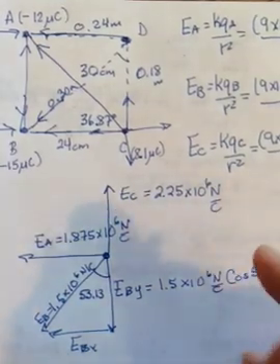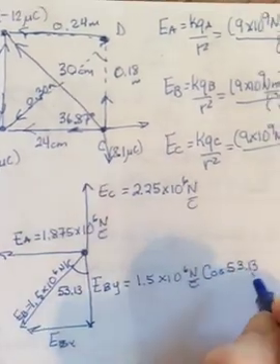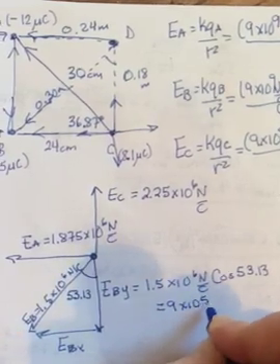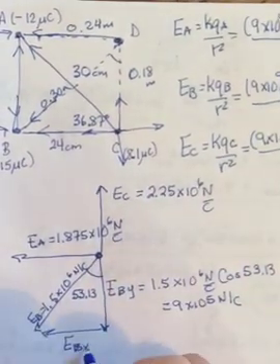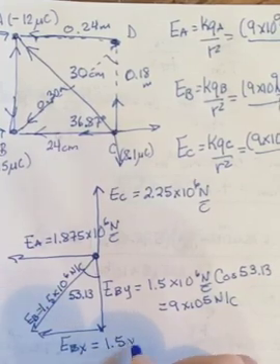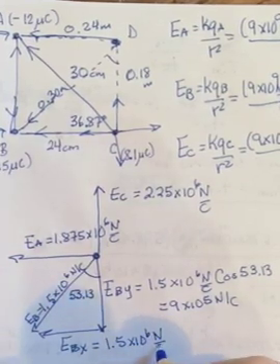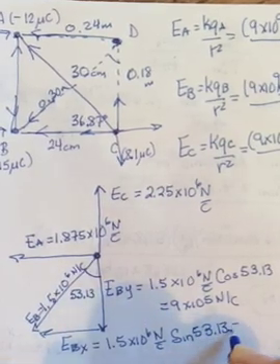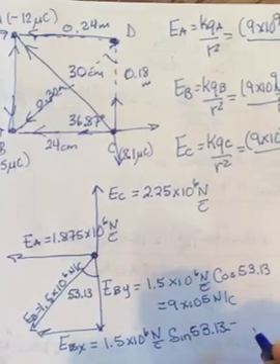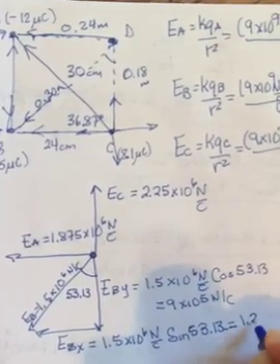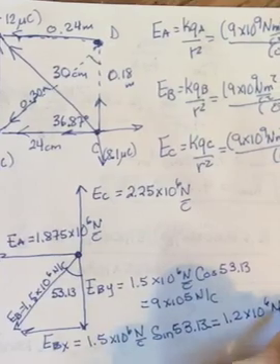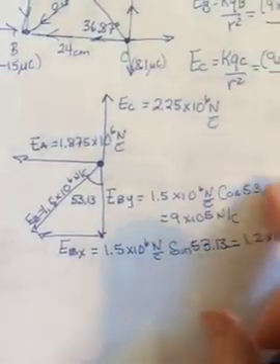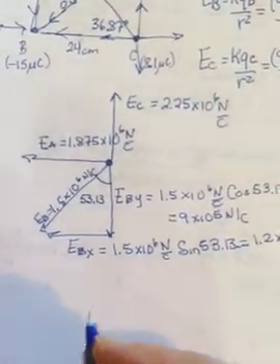And when you do that, cos is 0.6, you should get 9 times 10 to the 5th newtons per coulomb. And EBX should be 1.5 times 10 to the 6 newtons per coulomb sine of 53.13. So this should be 1.2 times 10 to the 6. Now, if you drew your triangle the other way, you'll still get the same values. You'll just have sine instead of cos because you'll be using 36.87.